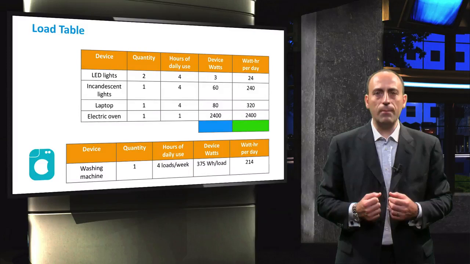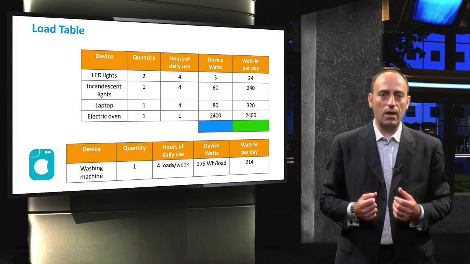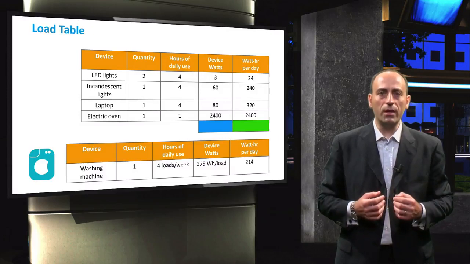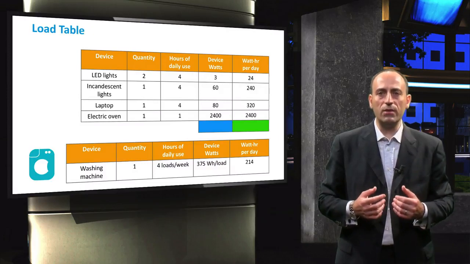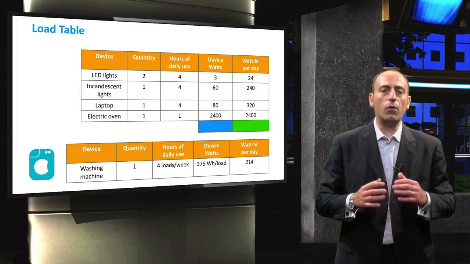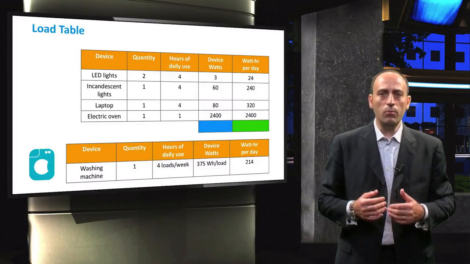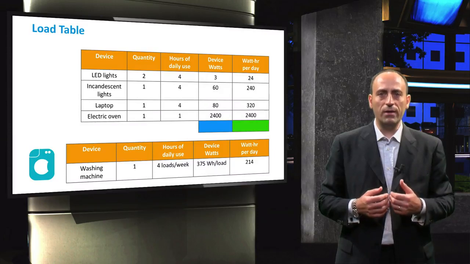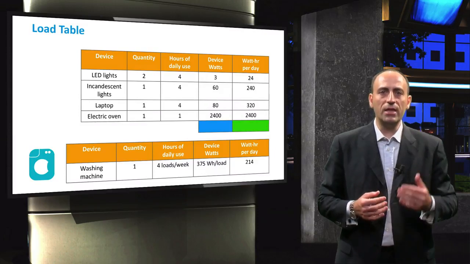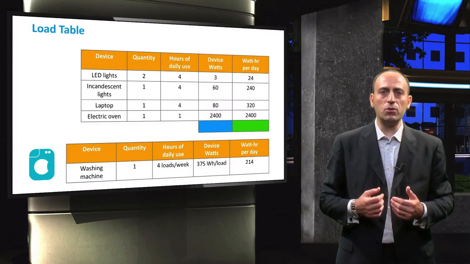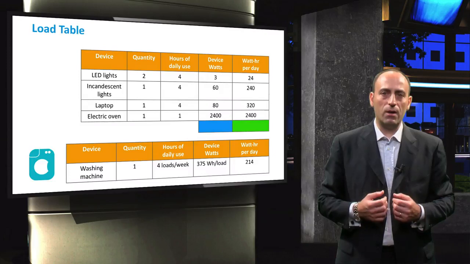Let's consider, for example, a washing machine in a typical household. We assume that it is operated 4 times a week and consumes about 375 watt-hours of energy for each operation. To obtain the equivalent daily energy use, we multiply 4 by 375 watt-hours and divide it by 7 days. This corresponds to a daily energy use of 214 watt-hours.